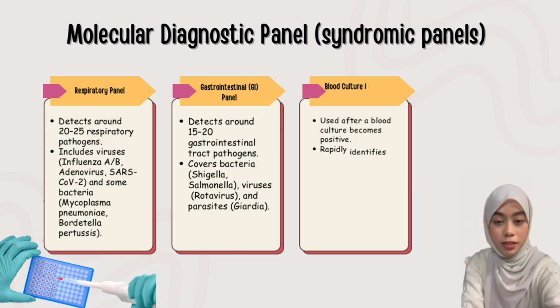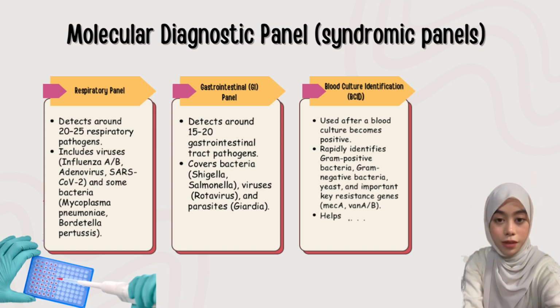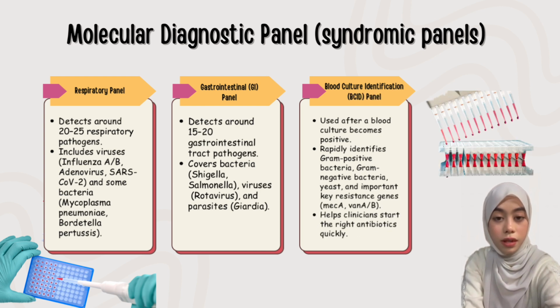Another important test is blood culture identification. This test is used when blood culture is positive and rapidly identifies whether gram-positive or gram-negative bacteria, yeast, and key resistance genes such as mecA, vanB, and vanA.